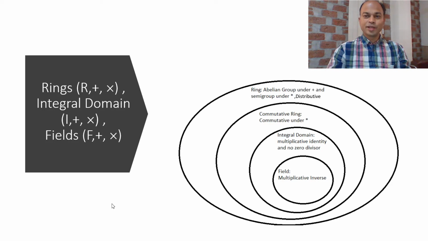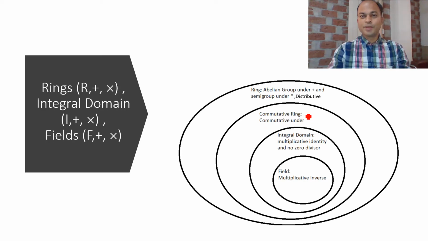If we talk about a group or semi-group, then we have a set with one binary operator. When we talk about rings, integral domains and fields, here we have a set with two binary operators. If we talk about the ring, then a ring consists of an abelian group under plus and a semi-group under multiply. Further, the distributive property is added. This concept is called a ring.